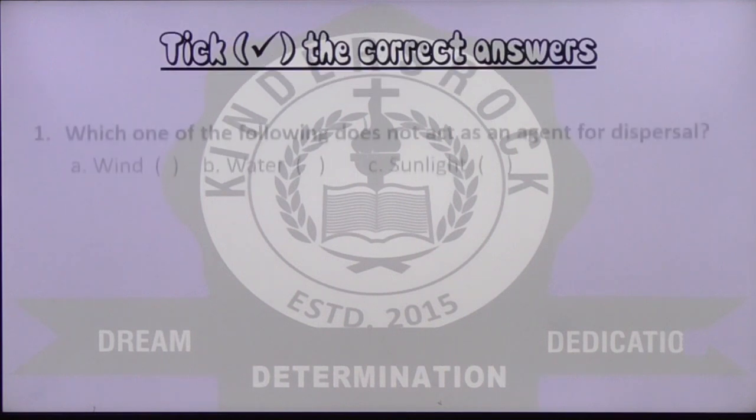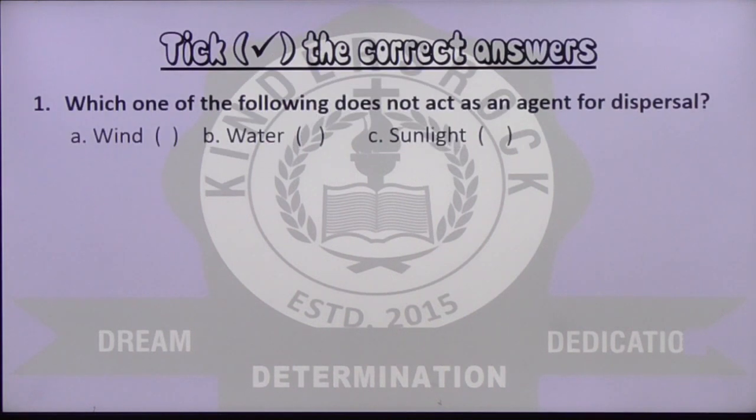Tick the correct answers. Which one of the following does not act as an agent for dispersal? Can you tell me? Wind, water, sunlight.